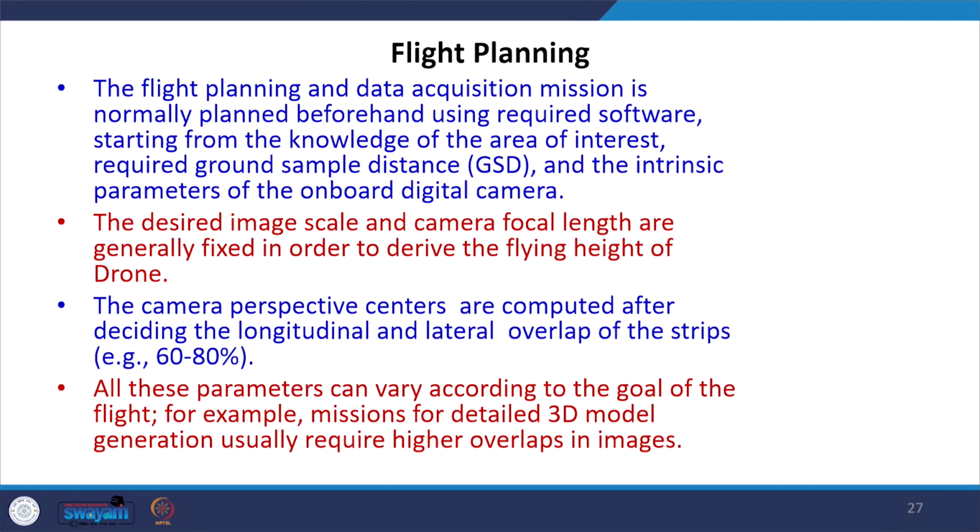The camera perspective centers are computed after deciding the longitudinal and lateral overlap which we want to keep between the strips. All these parameters can vary according to the goal of the flight, according to the objective of the flight. For example, a mission for detailed 3D model generation will usually require higher overlaps between the images if we have to create a 3D model of the area.